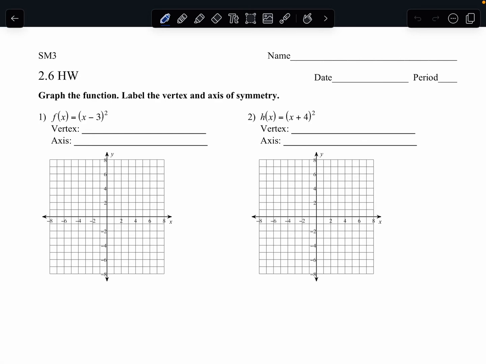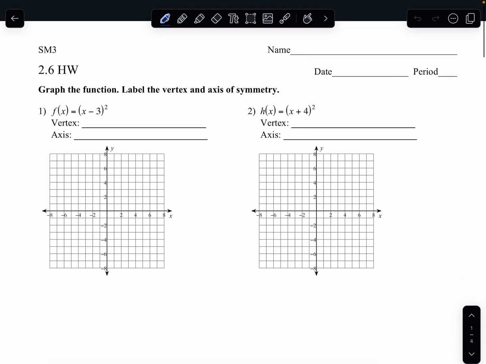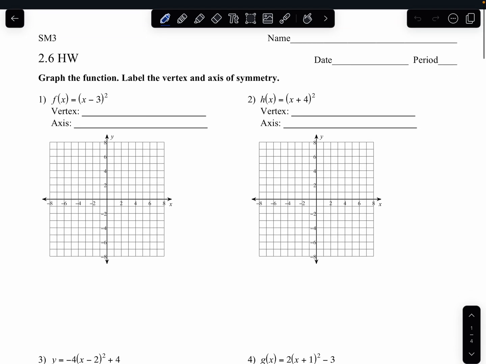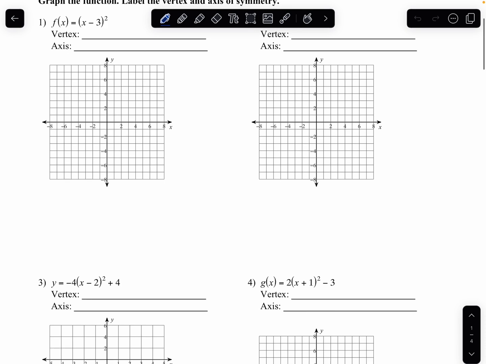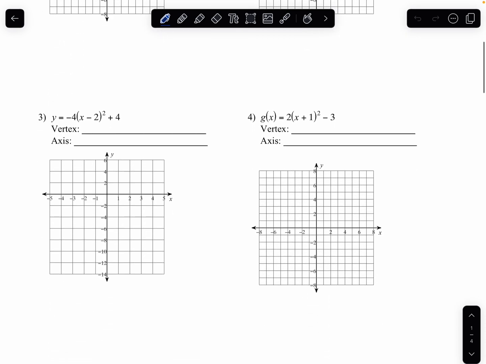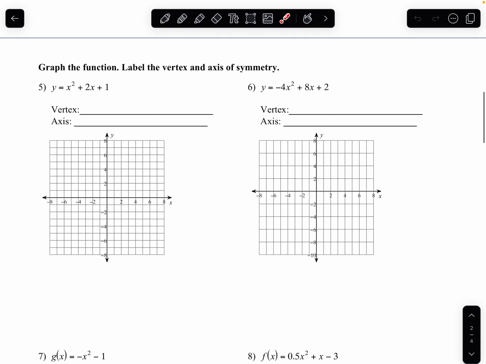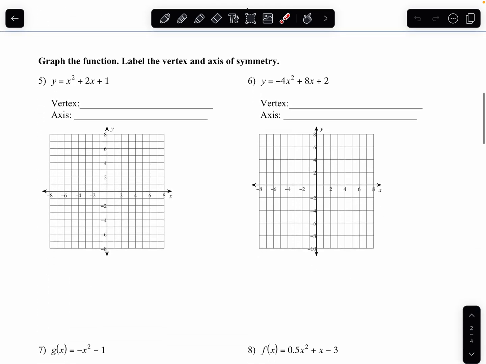Hey guys, this is going to be a video for the 2.6 homework. And in this section, we've covered a little bit more about quadratics. We've focused more on setting the vertex, and we've also introduced the idea of what's called the axis of symmetry. We've also talked about how a quadratic can be presented in multiple forms.